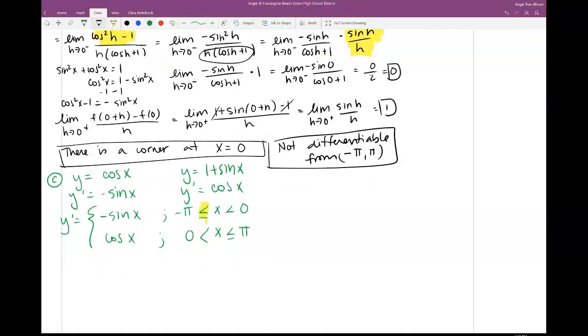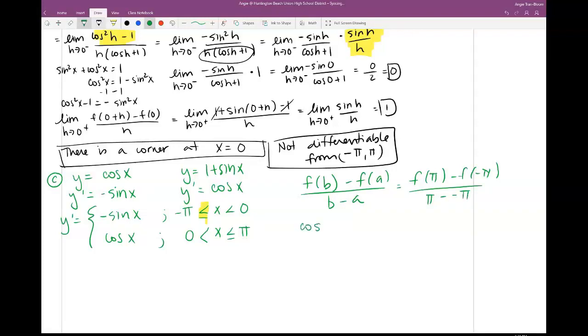So that's my derivative. Let's find f of b minus f of a, all over b minus a, because later I have to set them equal to each other. So let's do it. f of b is pi, minus negative pi, all over b again is pi minus a negative pi. So let's fill it in.